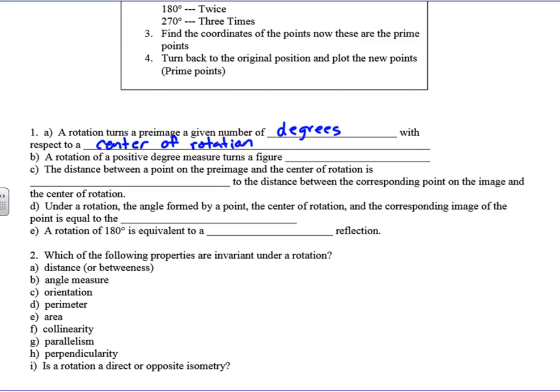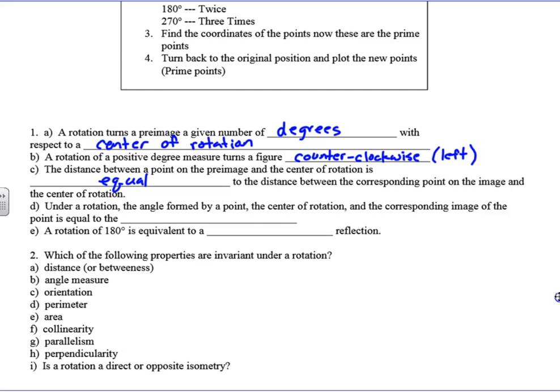So a rotation of positive degree measure turns a figure counterclockwise. You might think of that as to the left. The distance between a point on the pre-image and the center of rotation is equal to the distance between the corresponding point on the image and the center of rotation. So that's like we're skiing behind a boat and we turn to the other side. We're still the same distance away from the boat.